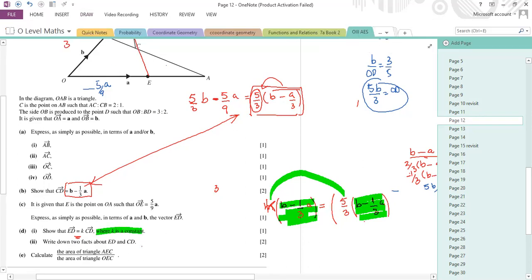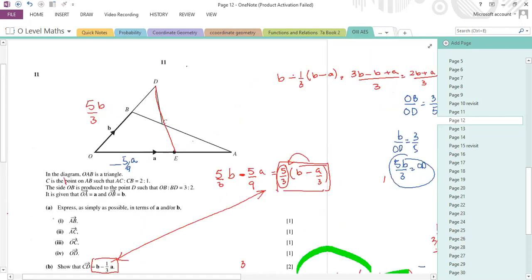So two facts about ED. You can say that they are collinear, one thing. Collinear. One fact, they are collinear. Then you say ED is equal to 5 third of CD. This is simple. Hope it's clear.